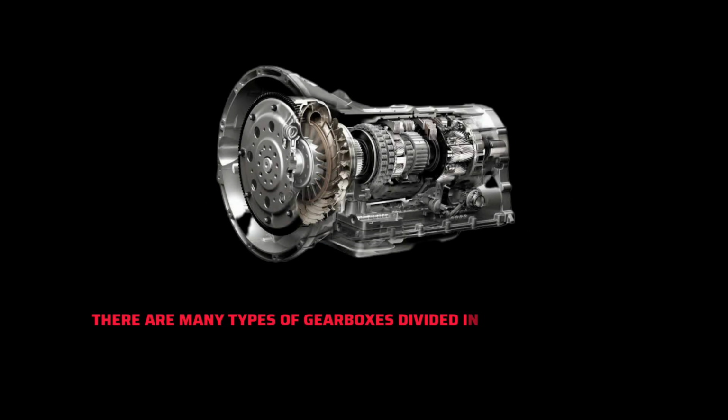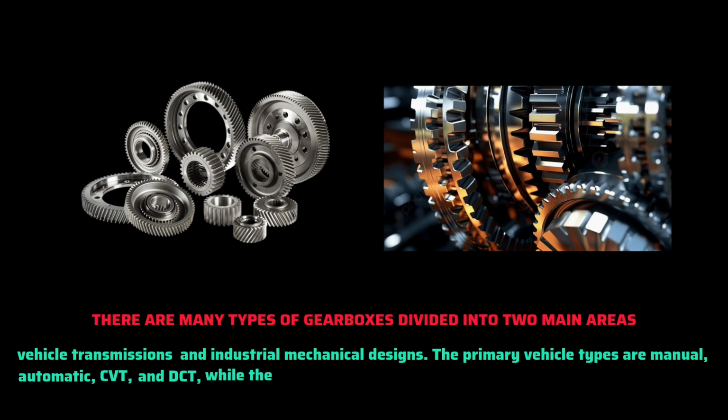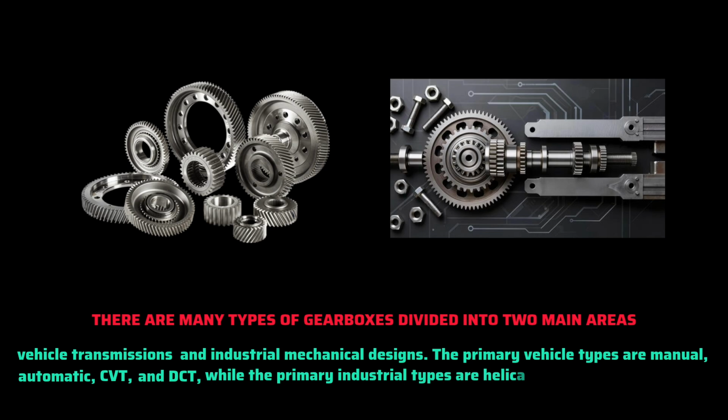Types of gearbox. There are many types of gearboxes divided into two main areas: vehicle transmissions and industrial mechanical designs. The primary vehicle types are manual, automatic, CVT, and DCT, while the primary industrial types are helical, planetary, and worm gearboxes.